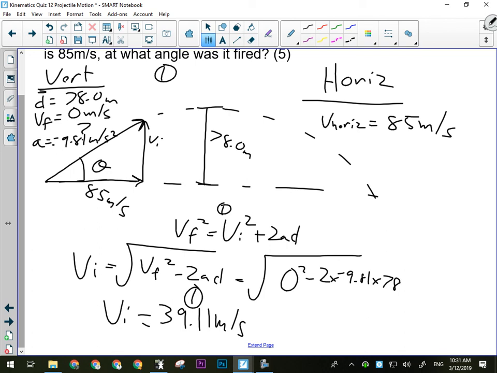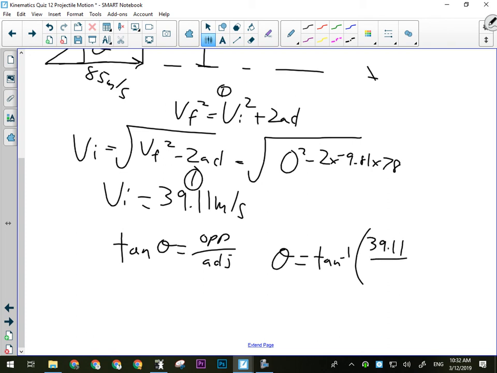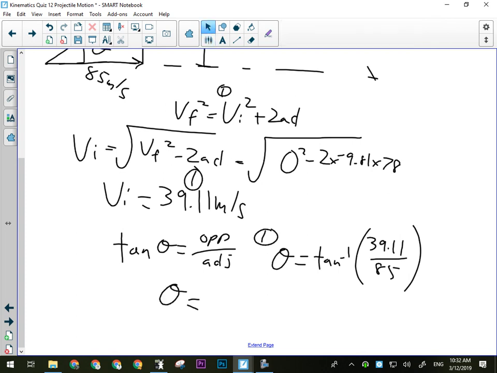Now we've got to calculate theta. Our last 2 marks are going to be for doing that. The trig function I'm going to use is tan. I know that the tan of theta is the opposite side divided by the adjacent side. Those are the sides that I have. So if they showed that, or they showed that theta equals tan to the minus 1 of the opposite side, which was 39.11 divided by 85, either one of those can be good for their fourth mark. And that'll give us theta.